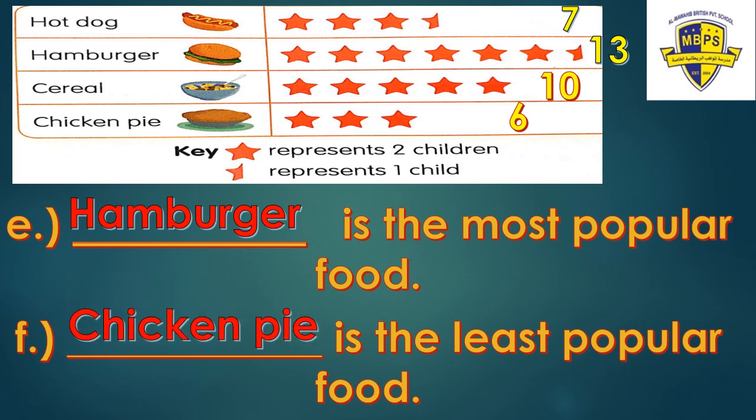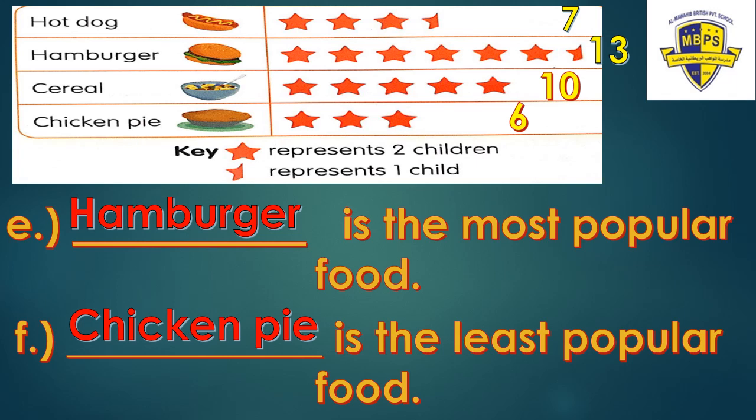Come on, students, let's solve this question now. Question E, okay? Which is the most popular food? Now, when we say most popular, it means that many children like to eat that food, okay? So, we are going to compare between the numbers here now. Now, we have number 7, number 13, number 10, and number 6. So, can you tell me which is the biggest number here? Very good. Number 13 is the biggest number here.